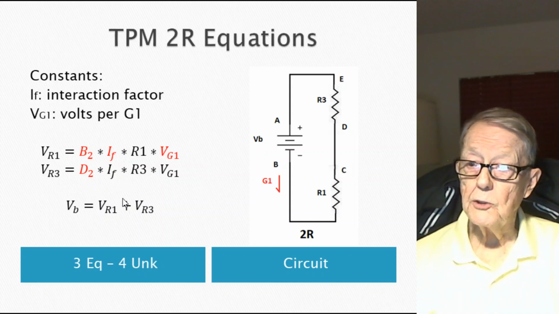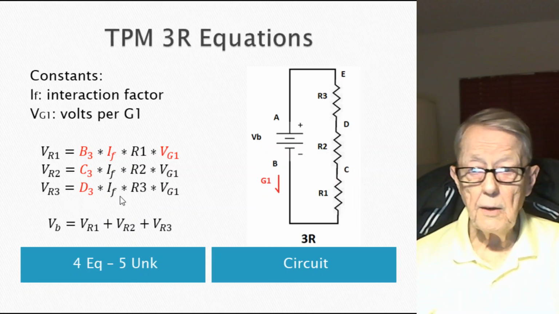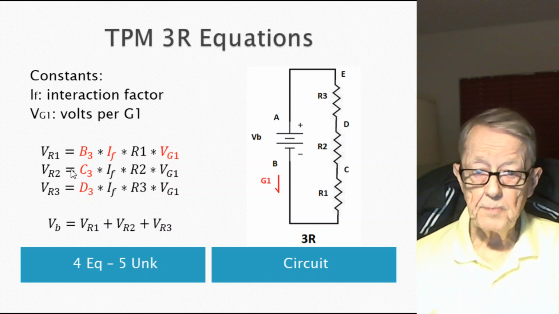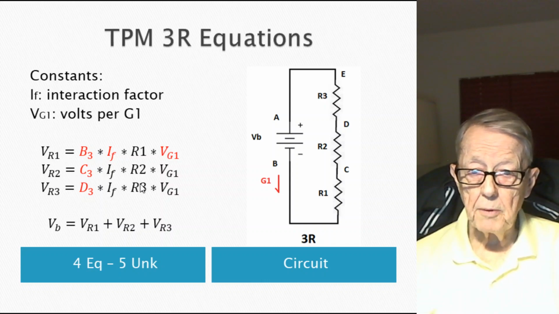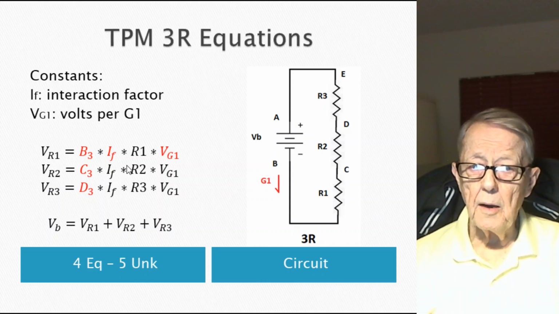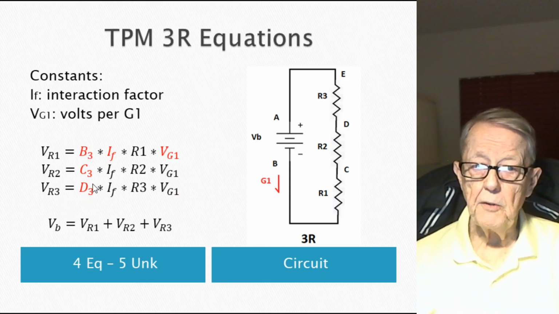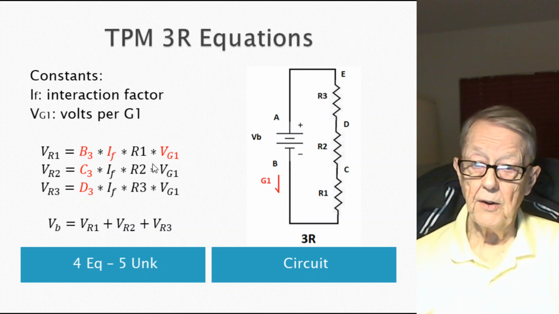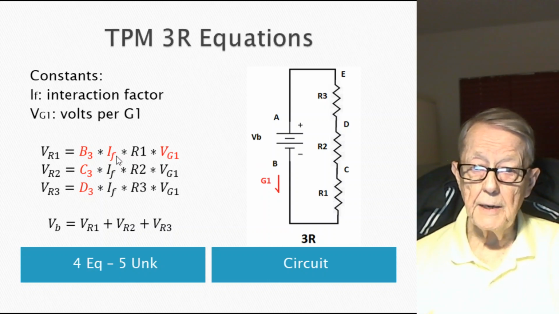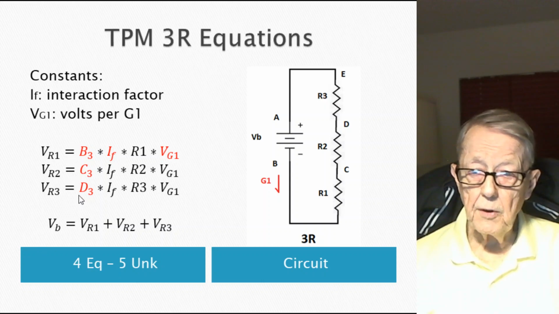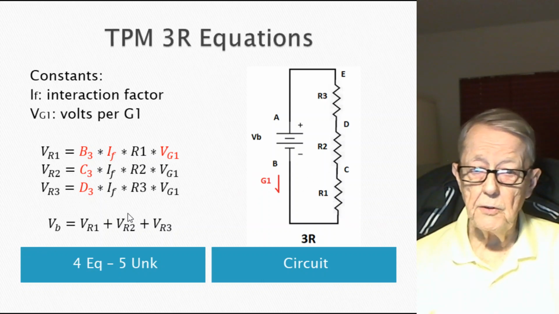Note, these are simple algebraic equations. Here's the same thing for the 3 resistor, but this time I've got the voltage drop across all 3. I didn't say this before, but the previous was B2 and D2. This is B3 and D3 to distinguish them, because they're not the same, or at least you can't guarantee they're the same, and it turns out they're not. So you've got the 3 voltage drops across the resistors, and Kirchhoff's law, which involves the sum of all 3 resistors equaling the battery.